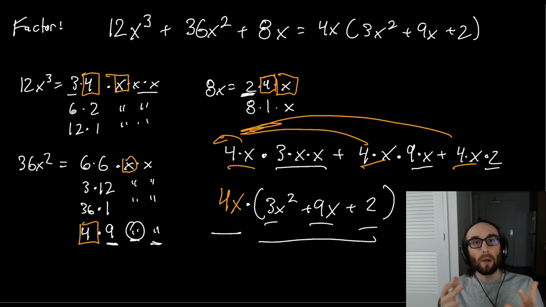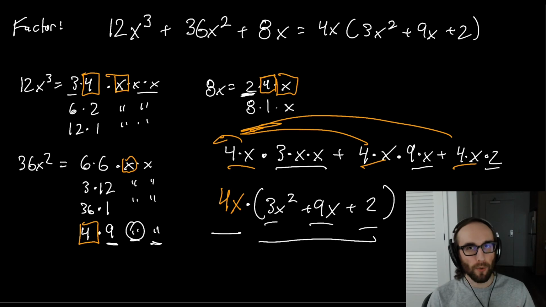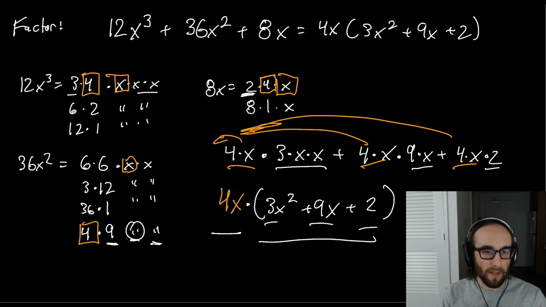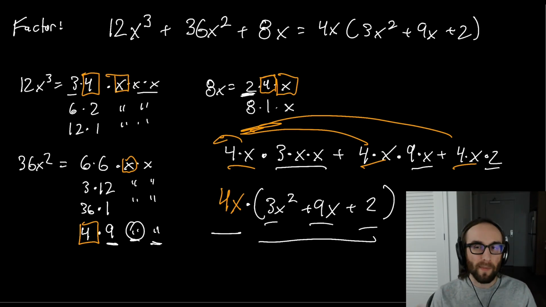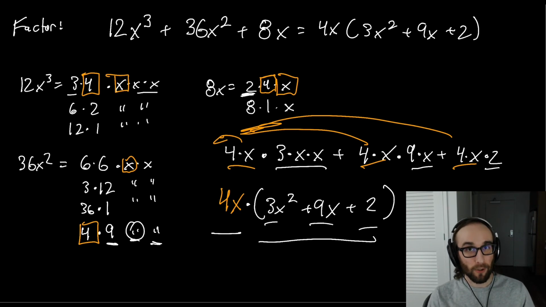Okay, so I'm writing out every single step just to make it clear what we're doing and why it's important to do it in this way. For example, why it's important to find the greatest common factor. It's okay if you skip some of these steps or go a little bit more quickly through it. Just make sure that you're completely factoring it.